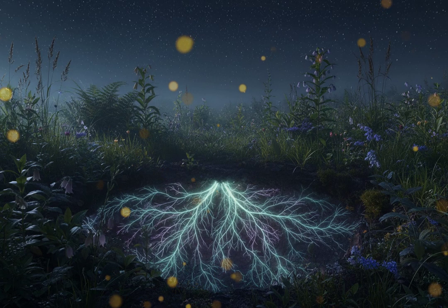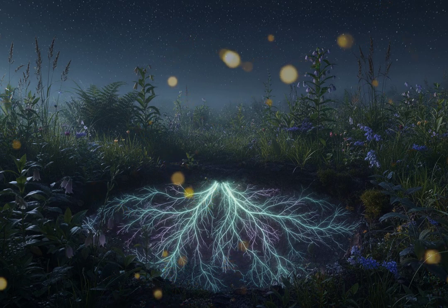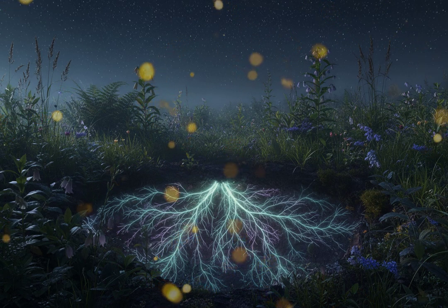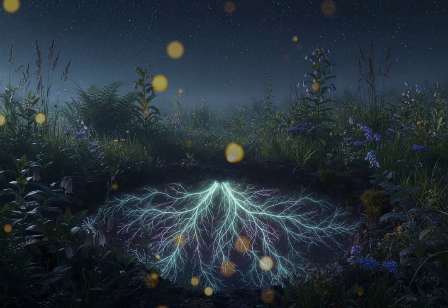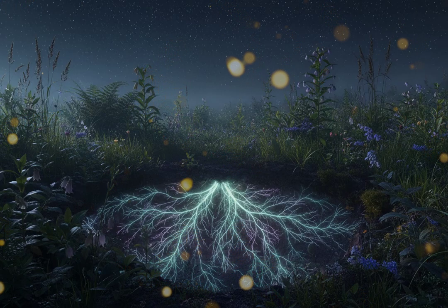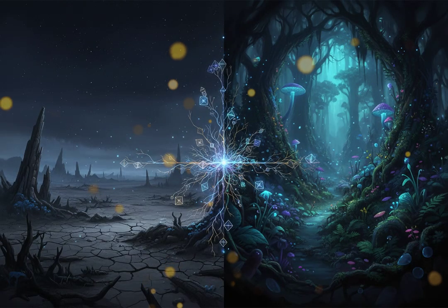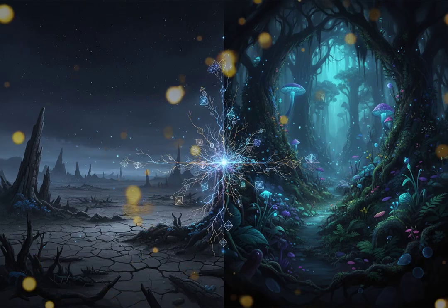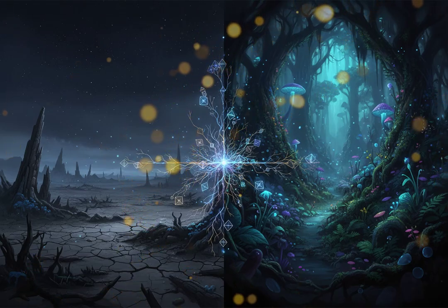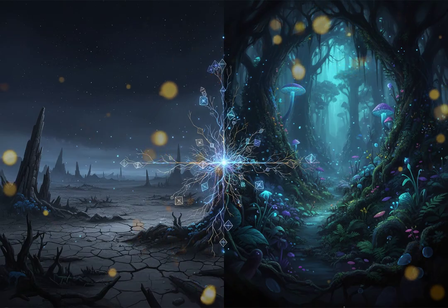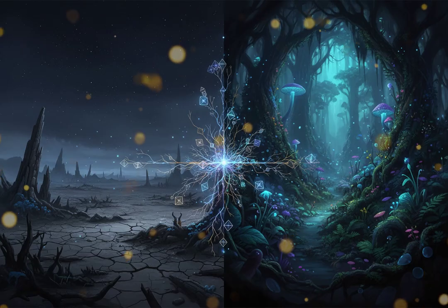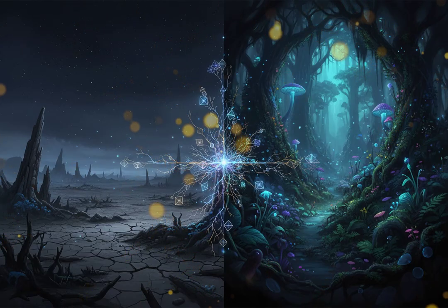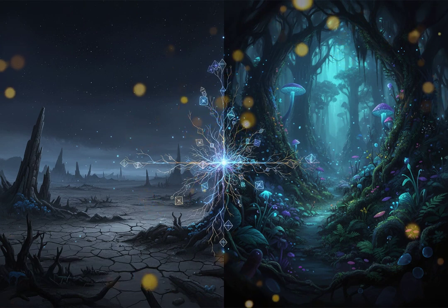The mechanisms through which these fungi alleviate plant stress are multifaceted. One fascinating aspect is their role in signaling pathways. When plants experience stress such as drought or nutrient scarcity, they release specific chemical signals into the soil. Mycorrhizal fungi respond to these signals, enhancing their growth and resource acquisition capabilities. This interaction highlights a remarkable dialogue between plant roots and fungal networks, a conversation of survival and adaptation.